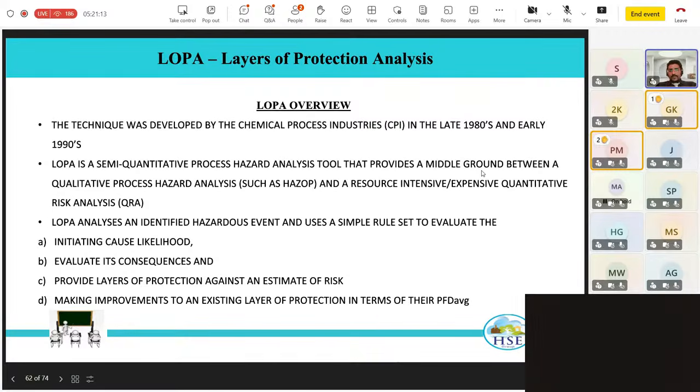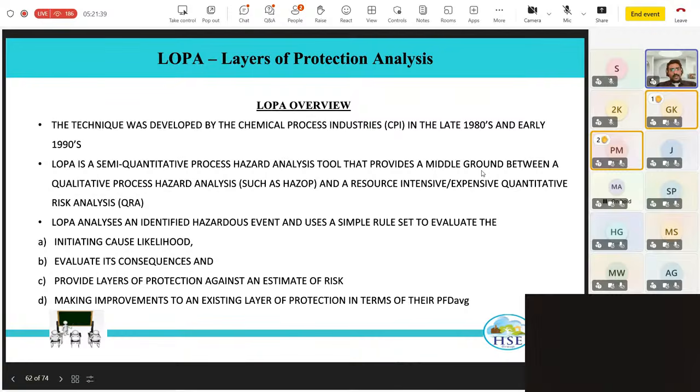Okay, now we look at the LOPA overview. So just to give you a brief on where this LOPA has come from, and yes, control valve failure scenario case, stuck open control valves. Okay, next is the technique. The technique was developed by the chemical process CPI industries in the late 1980s and 1990s. Then flow gas control system to prevent, maybe there as well.